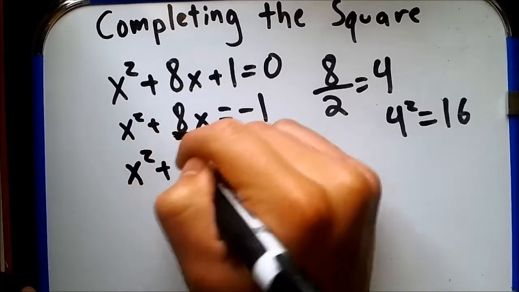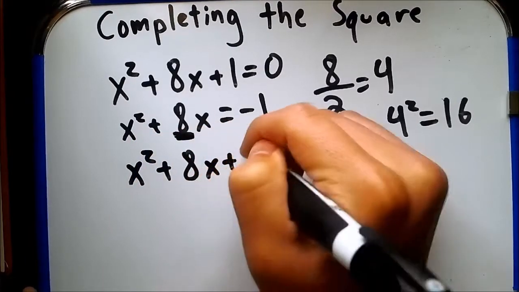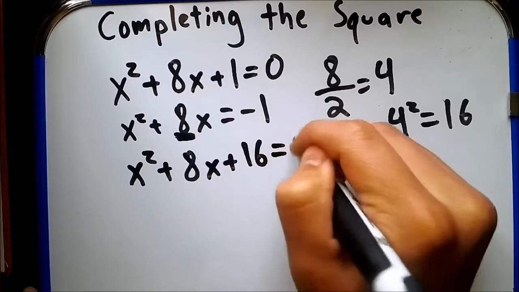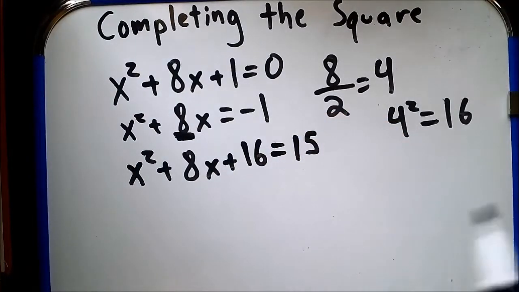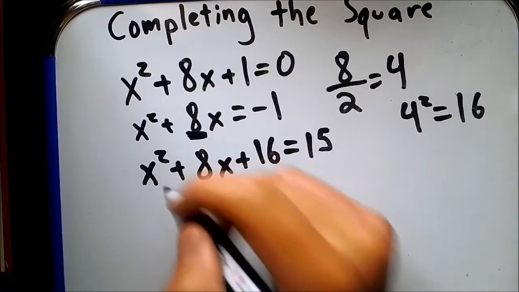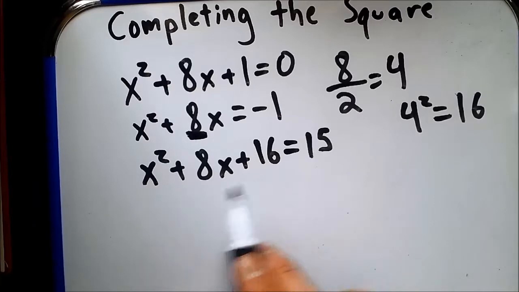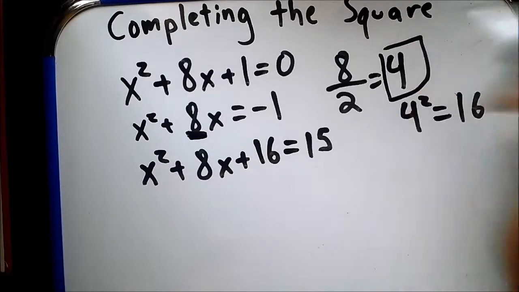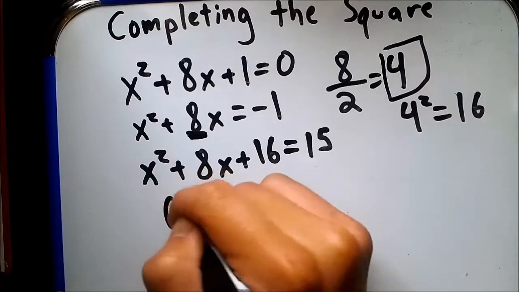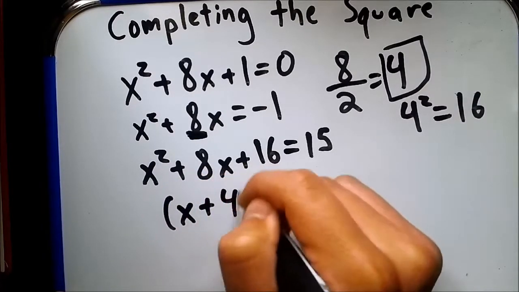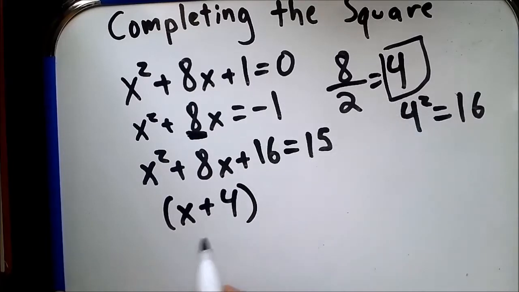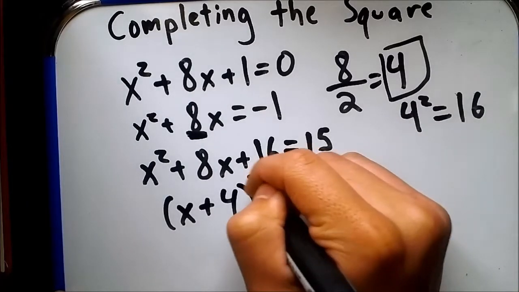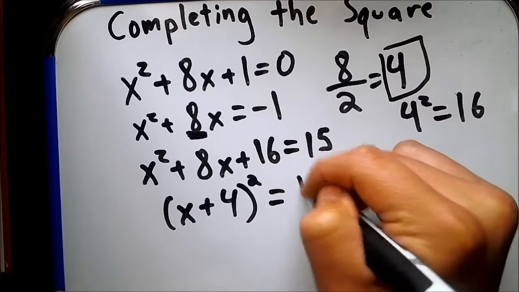So we get x squared plus 8x plus 16 is equal to 15. Remember to add 16 to both sides, both the right and the left. So now we can see that you can factor this. Now you don't have to actually factor it. All you have to do is look for the number right here, and then you can just write that down. So for this case, it's a 4, x plus 4, and then you square that. Now that is equal to 15.